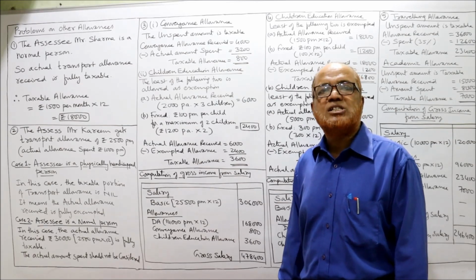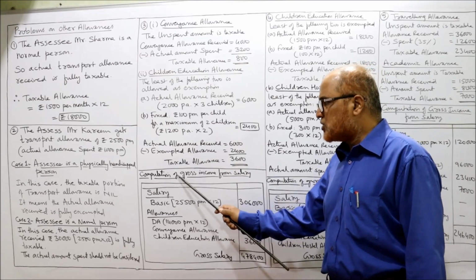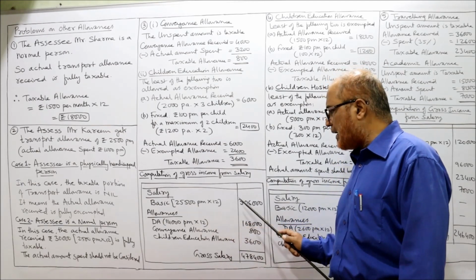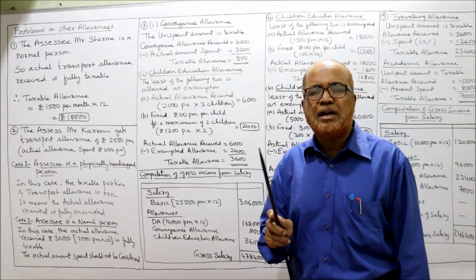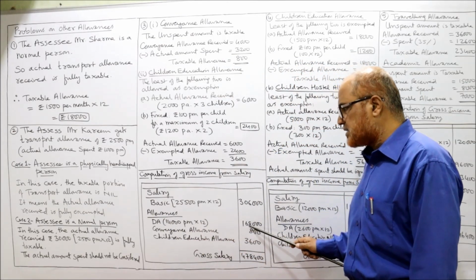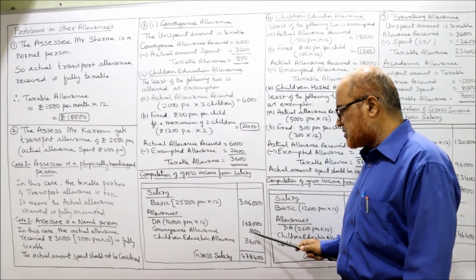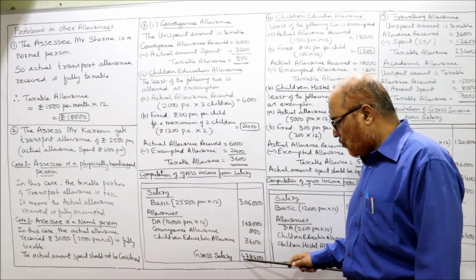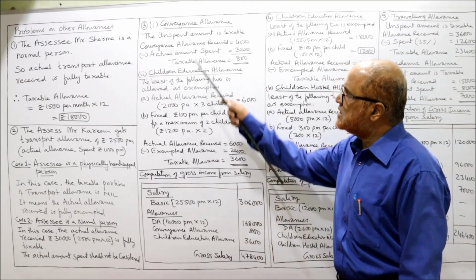We have calculated the taxable portion of allowances. Now the computation of gross income from salary. Basic salary: 25,500 per month into 12, 3,06,000. Allowances: DA 14,000 per month into 12. Remember, dearness allowance is always fully taxable. So 14,000 into 12 is 1,68,000. Taxable conveyance allowance, which you have calculated, is 800 rupees. And taxable children education allowance is 3,600. Take the total: 4,78,400 is the gross income from salary. This is the end of the third problem.